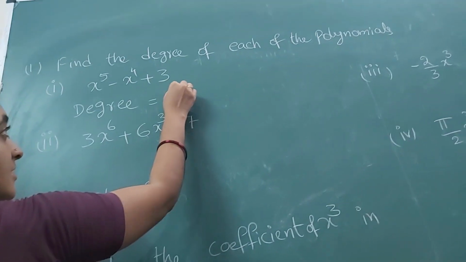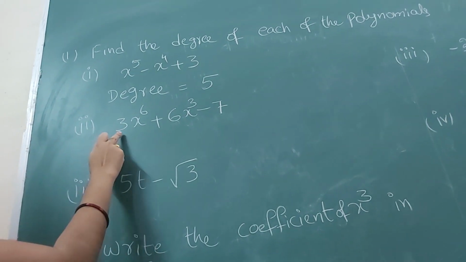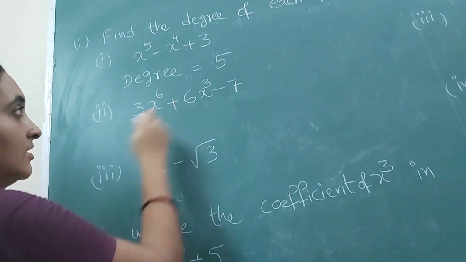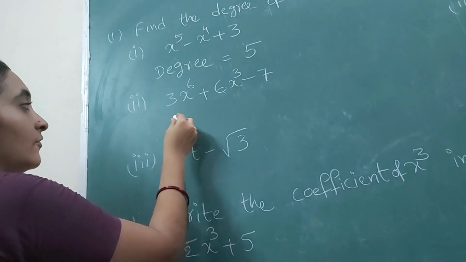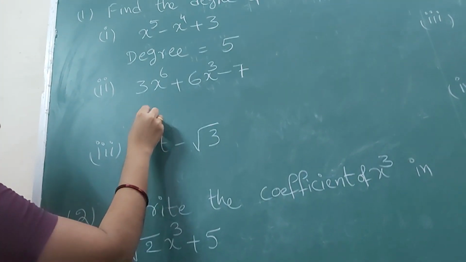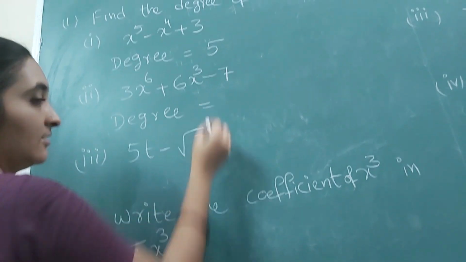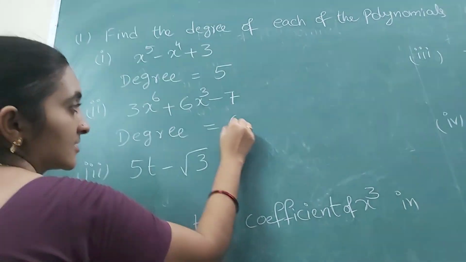So degree is 5. The second one is 3x power 6 plus 6x cube minus 7. In this polynomial, what is the highest power in this expression? Tell me, students. Degree means the highest power. So in this, highest power is 6.